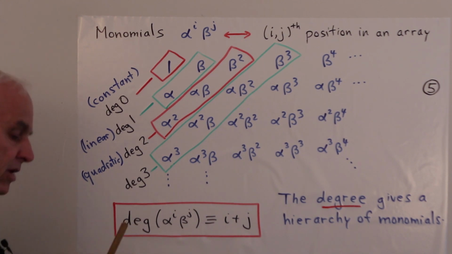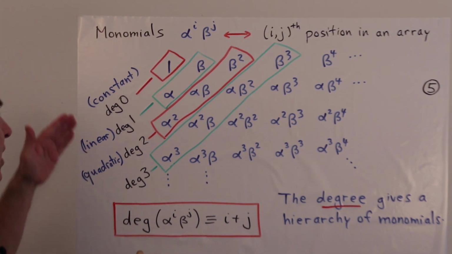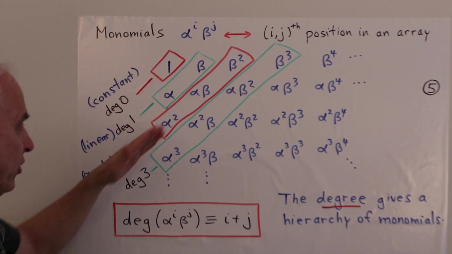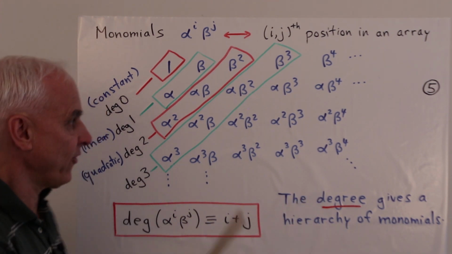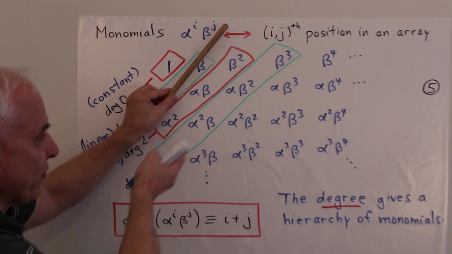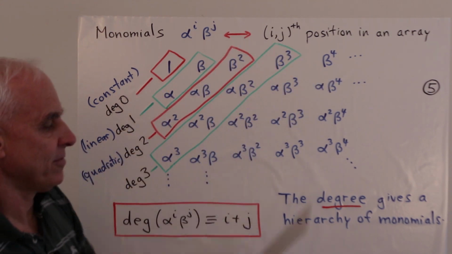And the degree 3 would be cubic, and so on. Okay, so that's sort of an alternate notation. The degrees correspond to constant, linear, quadratic, cubic, and so on. So this gives us a kind of hierarchy of monomials corresponding to the diagonals, or maybe these cross diagonals, not diagonal this way, in this two-dimensional array.